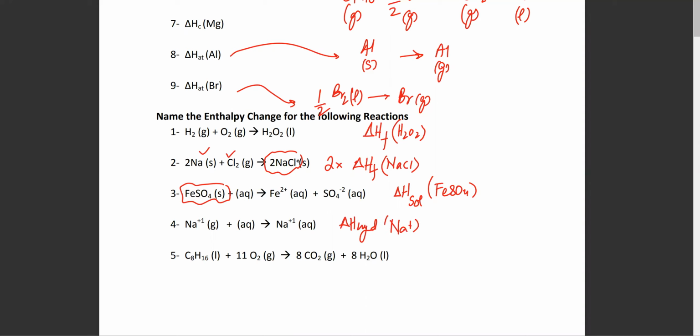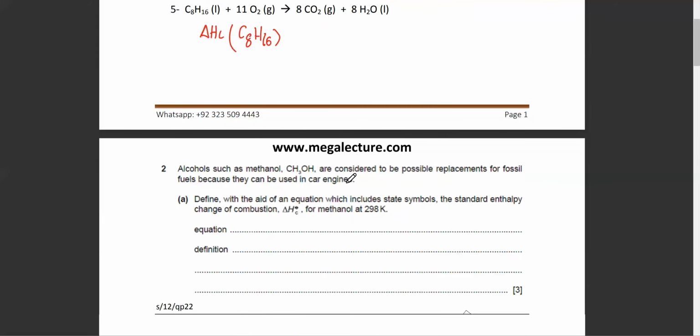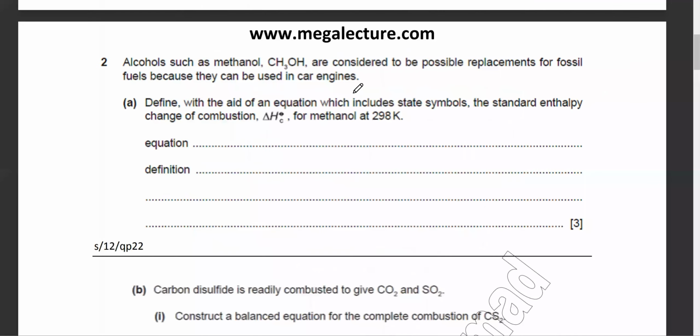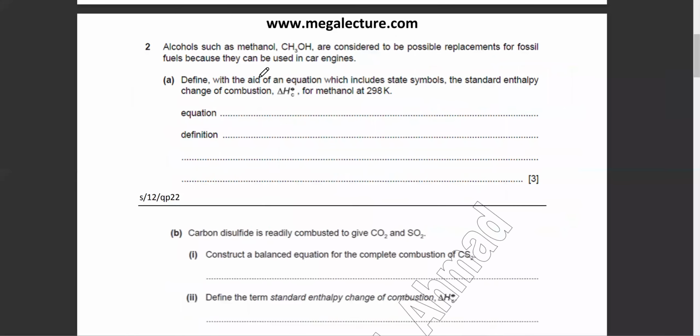Yes, sir. And the last one is obviously the standard enthalpy change of combustion of C8H16. So now, next question. You'll be asked definitions, and he's saying including state symbols. So remember, state symbols are important.